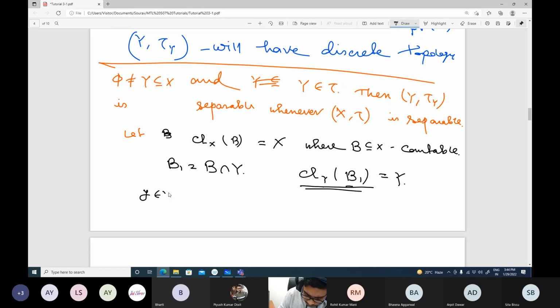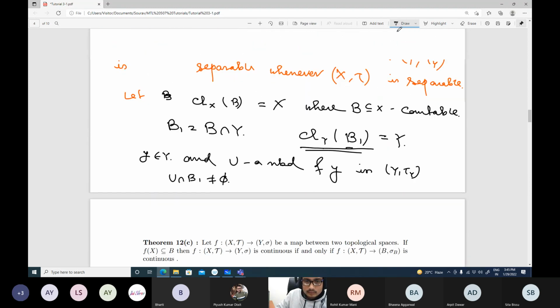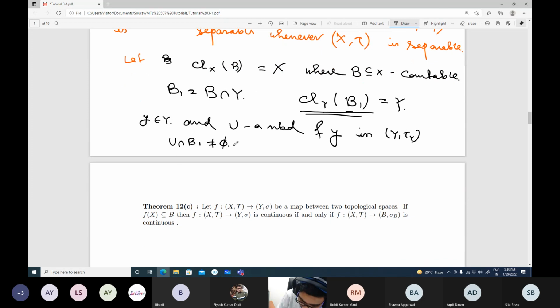Now take an element Y from Y, and U a neighborhood of Y in (Y, tau Y). You have to prove that this U intersection B1 is non-empty actually. So let's finish it here. How do you write this U? U equals V intersection Y, where V is in tau. Now Y belongs to V, here V belongs to tau. Y belongs to V implies V intersection B is non-empty.